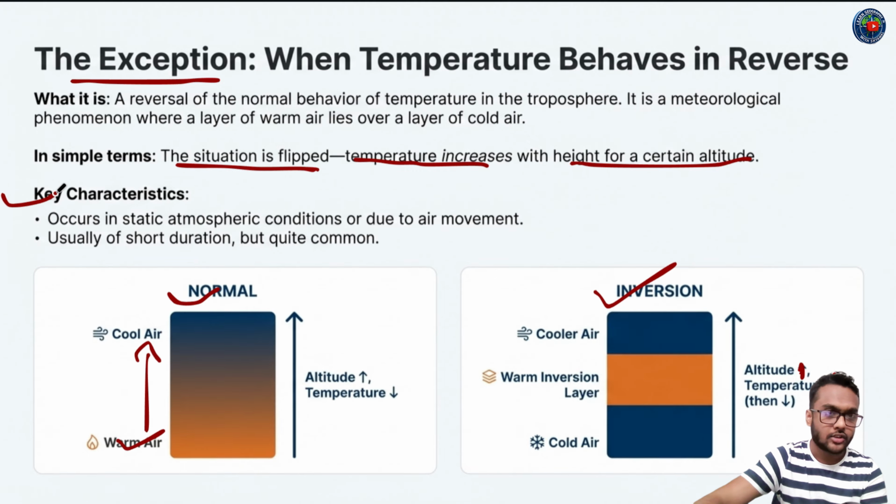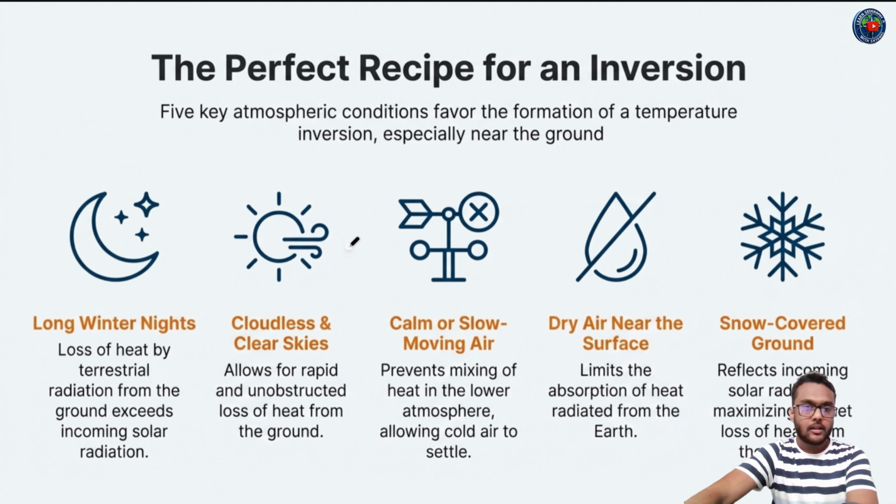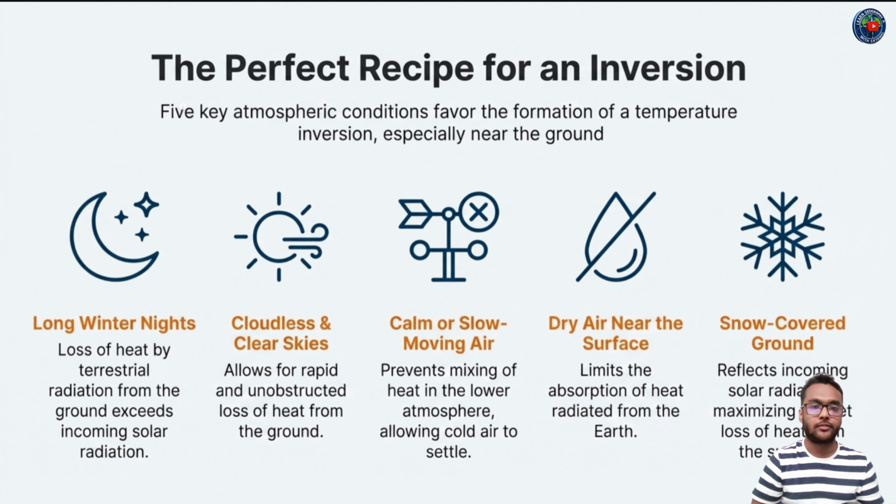Key characteristics: temperature inversion occurs in static atmospheric conditions or due to air movement, and is usually of short duration but quite common. Okay, this is a common atmospheric phenomenon, and it has a short duration. Now there are some perfect conditions required for a temperature inversion to happen in the Earth's atmosphere.